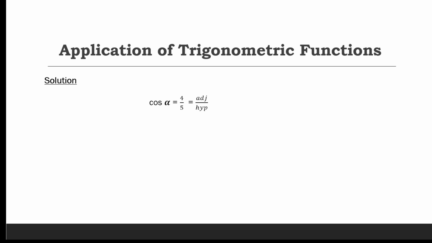Given that cos alpha is 4 over 5, that implies that the adjacent side is 4 units and the hypotenuse side is 5 units. And putting that into a diagram, we would show angle alpha, with the hypotenuse side as 5 units and the adjacent side as 4 units. Since it was mentioned that the angle alpha is between 0 degrees and 90 degrees, our triangle would be in the first quadrant of the Cartesian plane.